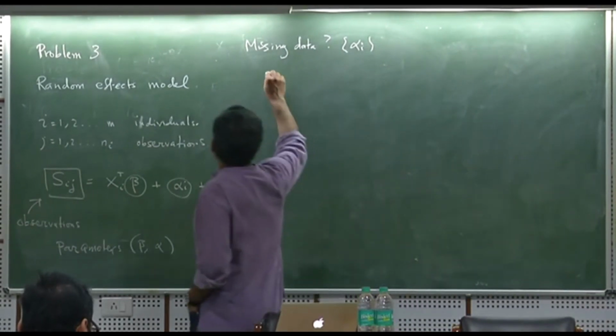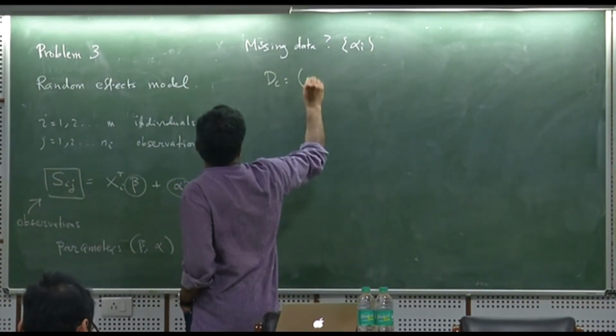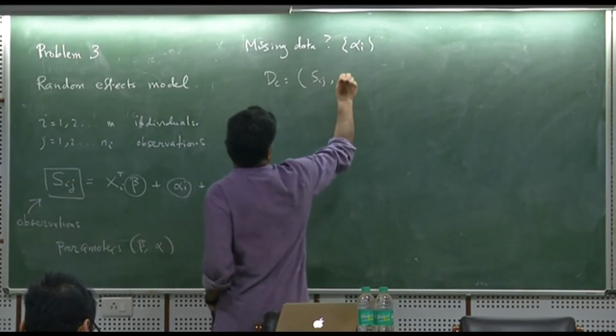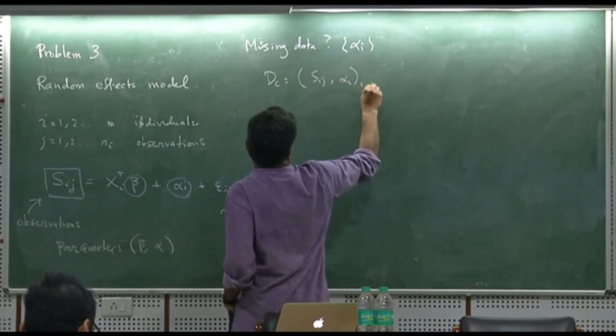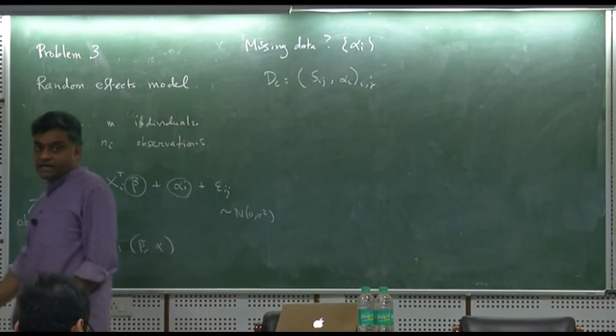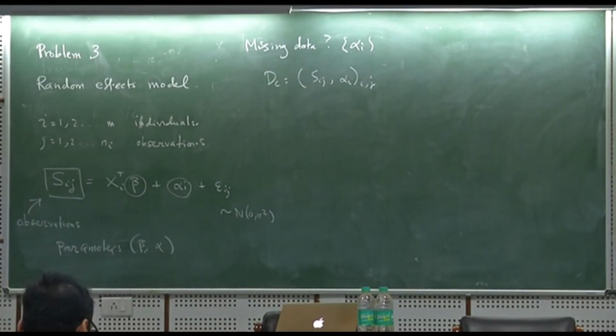So suppose the complete data set consists of Sij's and alpha i's for I and j. So this is the complete data set that I have. Somebody gave me the alphas, and my story will simply be, I will write the log likelihood for this. I will compute out what the optimal values of the betas are going to be, and then I don't know the alphas, so I'll replace them by the expected values. And then we'll see what happens with that.